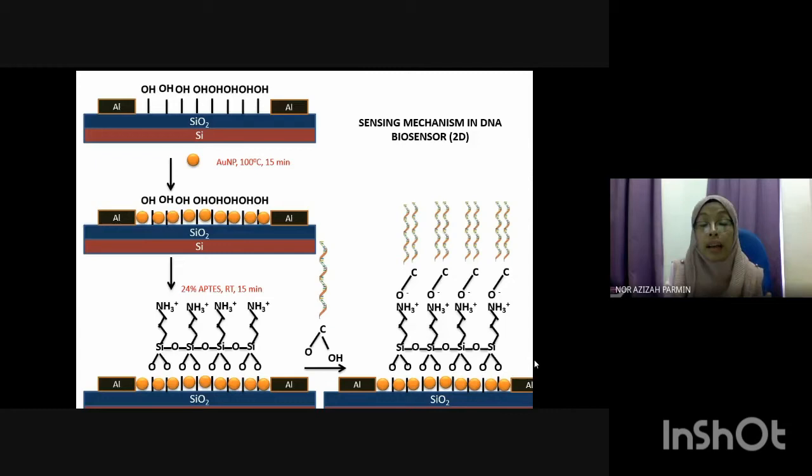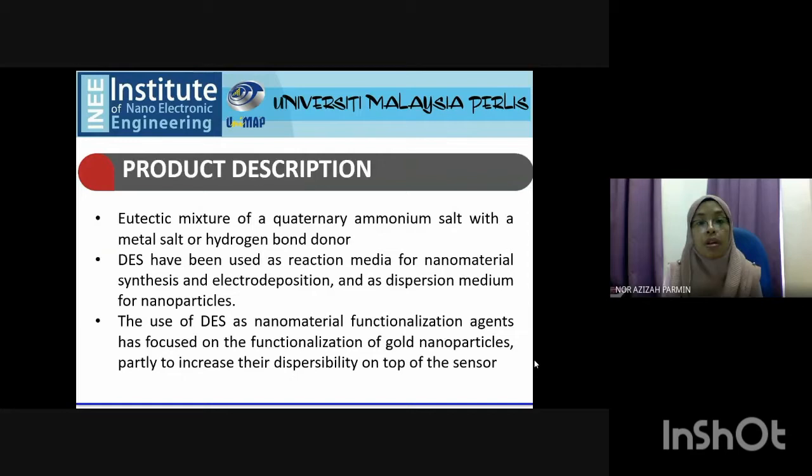The product description is an authentic mixture of a quaternary ammonium salt and a metal salt or hydrogen bond donor. DES has been used as reaction media for nanomaterial synthesis and electrode deposition. In my case, I am focusing on electrode deposition and also as a dispersion medium for gold nanoparticles. The use of DES as a nanomaterial functionalization agent focuses on functionalization of gold nanomaterial, partly to increase their dispersibility on top of the IDE sensor.